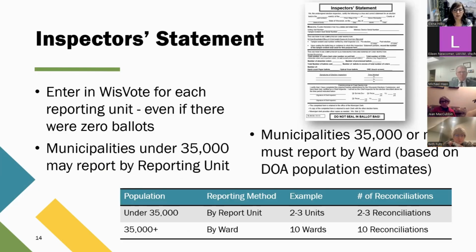Just a note, smaller communities report results by reporting units, often 2 or 3 groups of wards combined. Once a municipality reaches 35,000 or more in population, though, we have to report by ward. Sun Prairie hit that number. So it's just a matter of how many different reporting units clerks are going to be reconciling at the end.